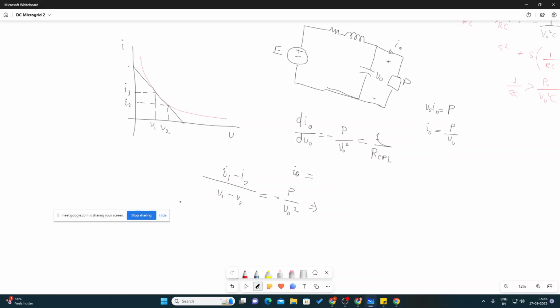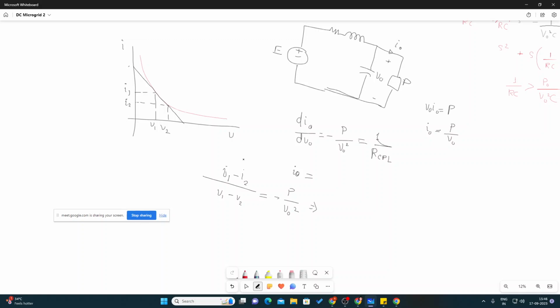The expression is wrong, sir. I think I1 minus I2, what you have written is for the tangent. The expression of tangent will give you the straight line. Okay, okay.